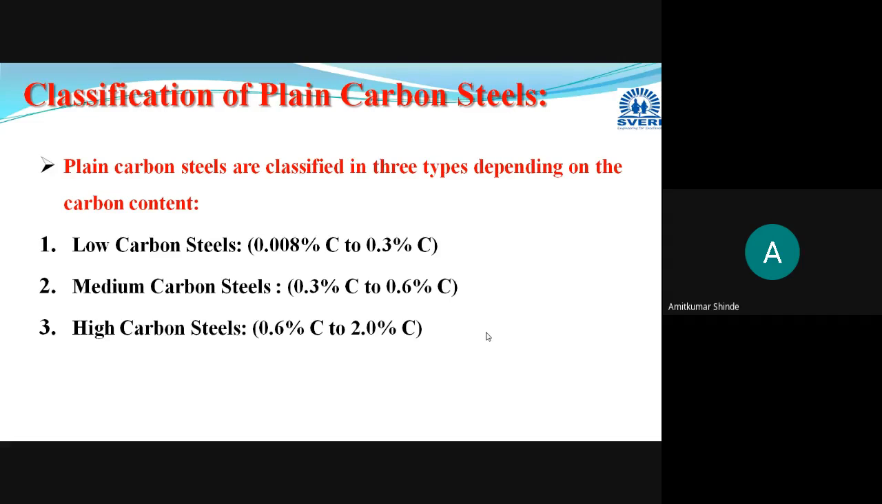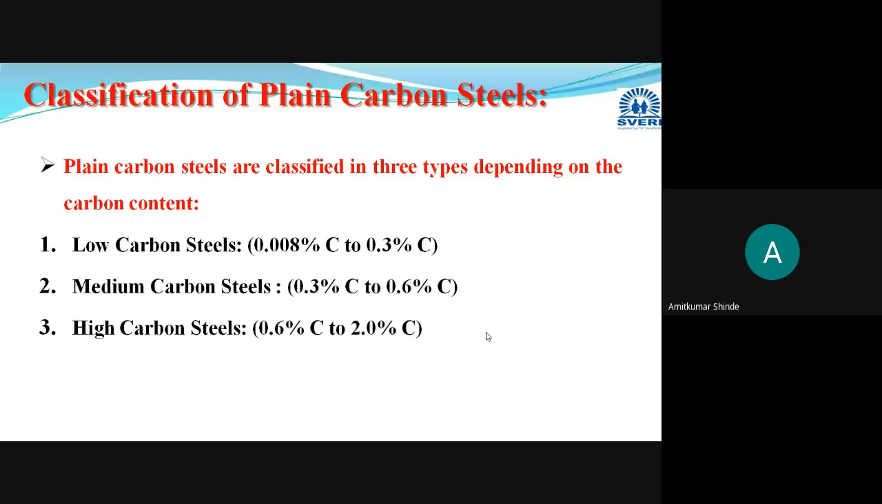Now, after defining low carbon steel, medium carbon steel, and high carbon steel, you have to explain their properties, and after explaining the properties you have to mention some applications for each kind of steel.